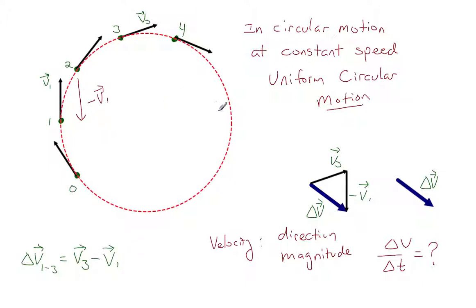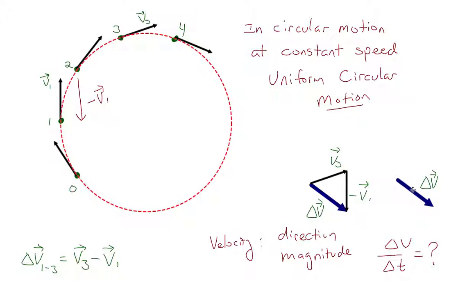I did that tip-to-tail diagram over here. I took v3, which looks like this, and I redrew it over here. Then I added to that, using the tip-to-tail method, minus v1, an arrow pointing straight downward, but the same length as v1. The resultant, which will be delta v, points from the beginning of this chain to the end of the chain. So it points down and to the right, and I drew it with this large blue vector here. I redrew it one more time here so that I could move it around.